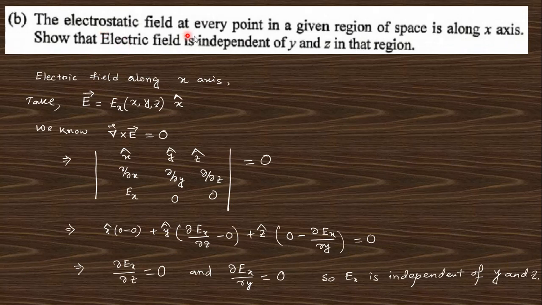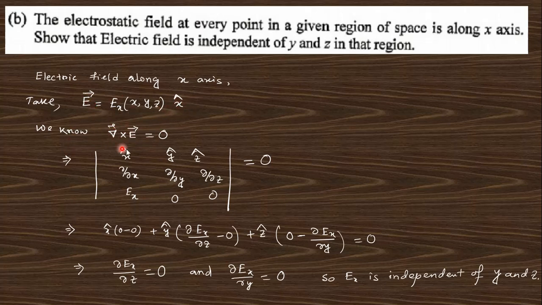The electrostatic field at every point in a given region in space is along the x-axis. So the electrostatic field is only along the x direction, and the y and z components are 0. So the electric field is independent of y and z in this region. So we take the electrostatic field along the x direction only.